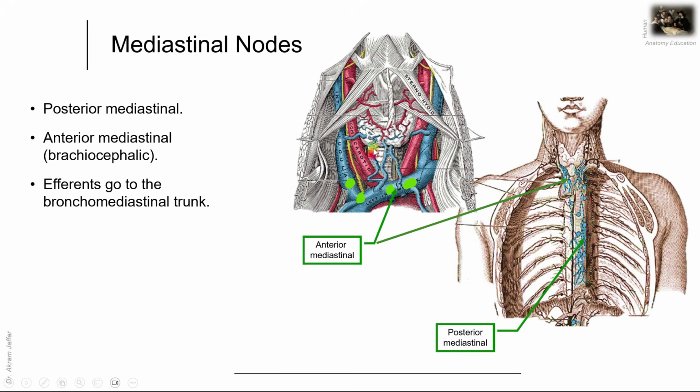They also drain from the thyroid in the neck because lymphatics will follow the inferior thyroid veins, and they drain the anterior part of the pericardium. The efferents from these lymph nodes will go to the bronchomediastinal lymph trunk, one of the three lymph trunks that join either the thoracic duct on the left side or the right lymph duct on the right side.